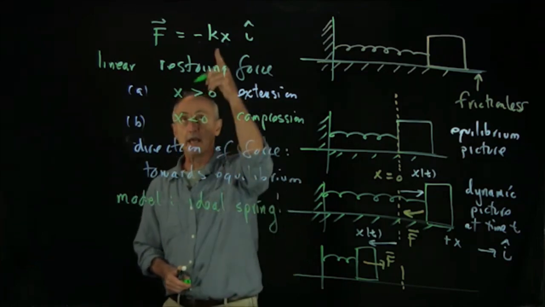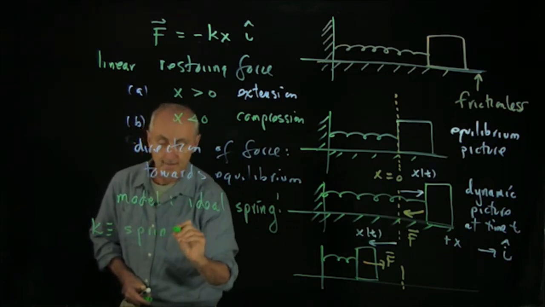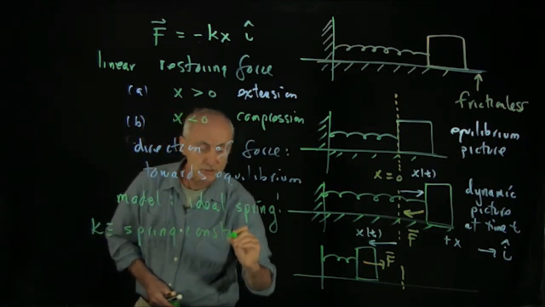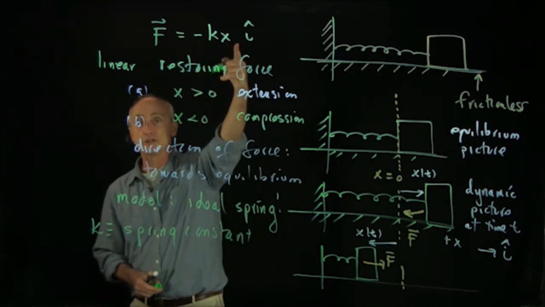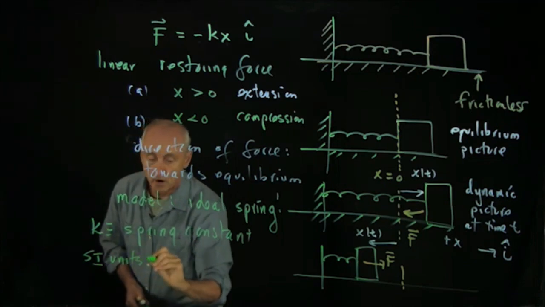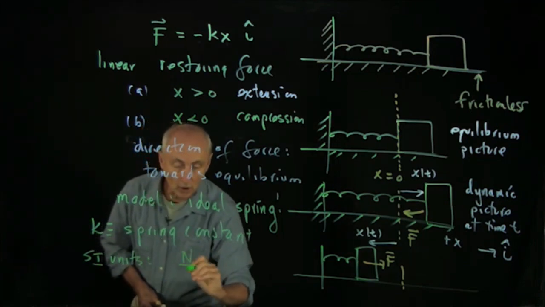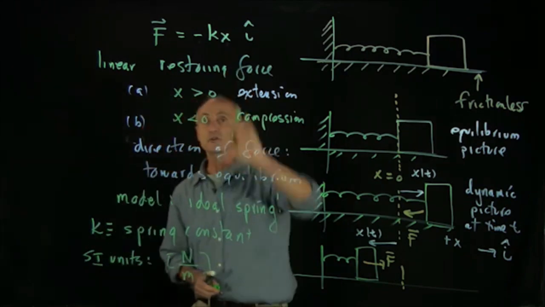Now, this constant k is called the spring constant. And the units of the spring constant, if you divide the units of force by the units of distance, so we have SI units are Newtons over meters. And that's the measure of the spring constant.